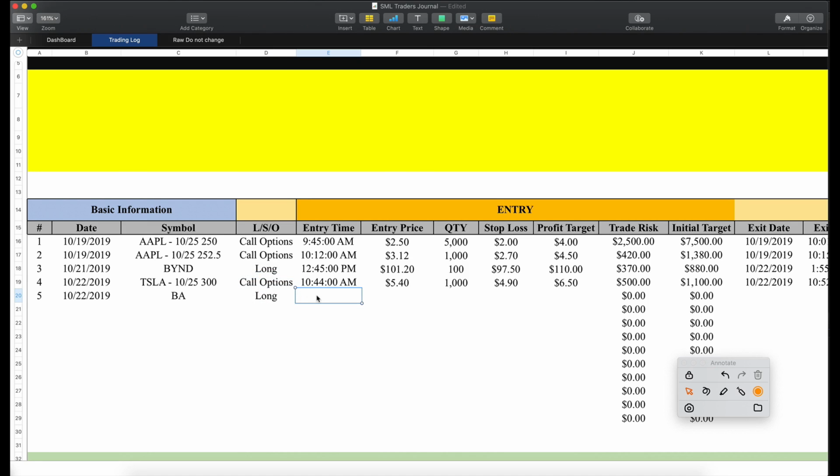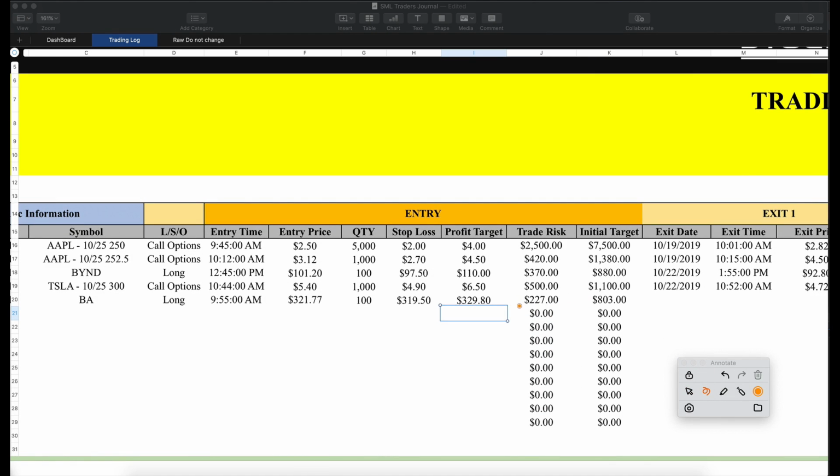Let's say I entered at 9:55 a.m., right? What was my entry price? My entry price was, let's say, 321.77. How many shares? 100 shares. What was my stop loss? 319.5. What was my profit target? My profit target was 329.8, right? Now, obviously, on paper, this looks phenomenal. I'm risking $227 to potentially make $803, okay?